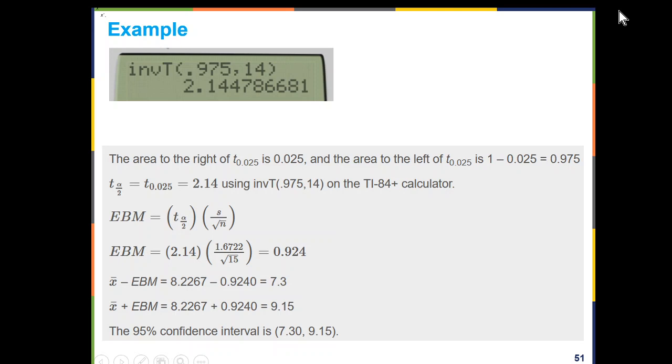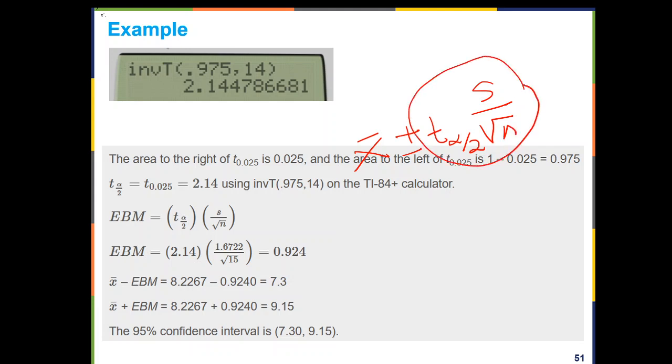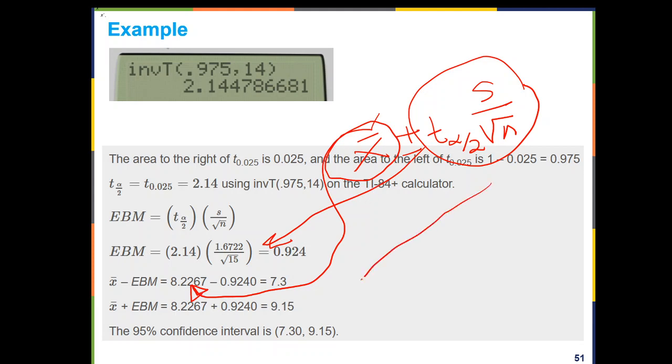So we have to add and subtract this error to x bar, right? Remember, what I had was x bar already, plus and minus t alpha over 2, and then times s over square root of n. All of the stuff here is given by that, right? And then x bar, of course, what's x bar? That right there. That's x bar. All right. So the interval is that right there. That's the interval from 7.3 to 9.15.